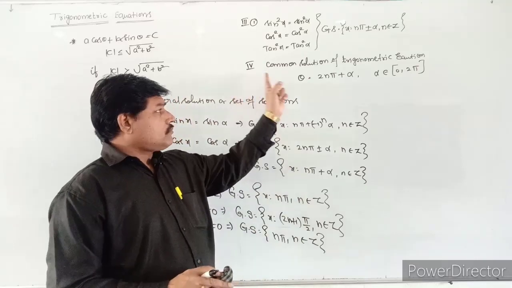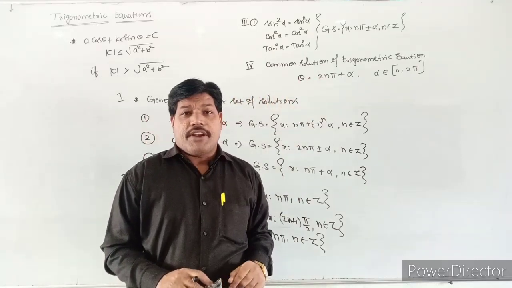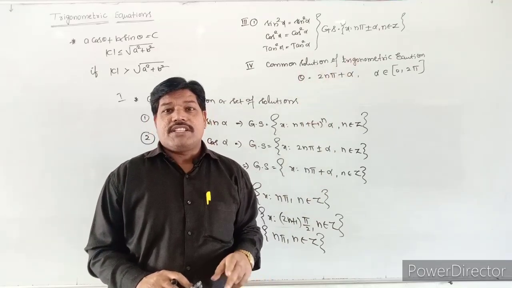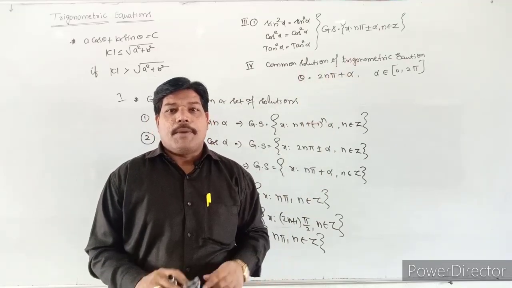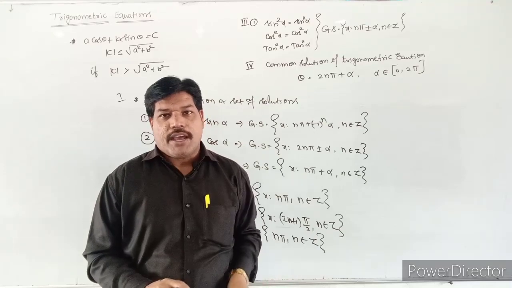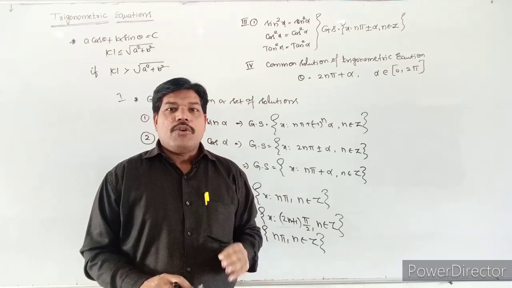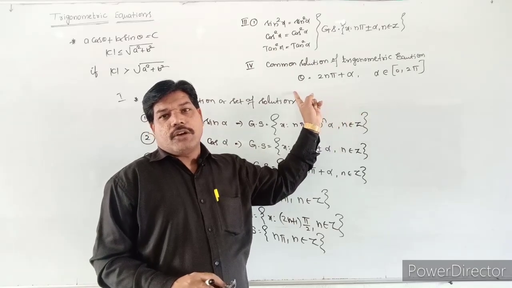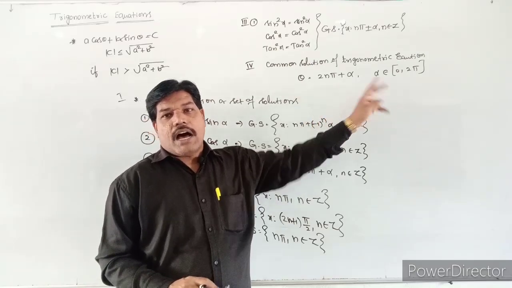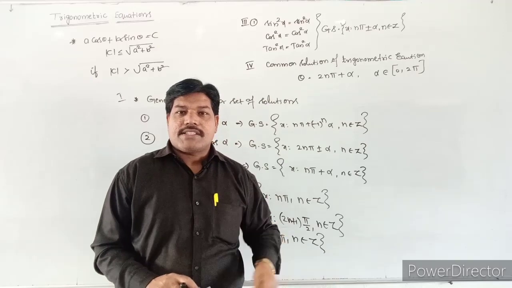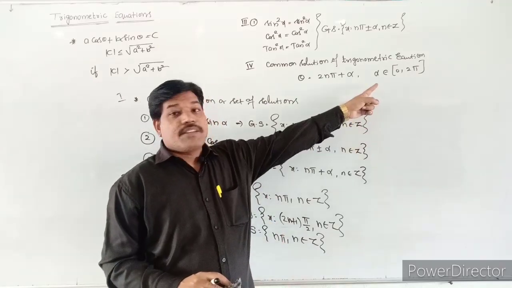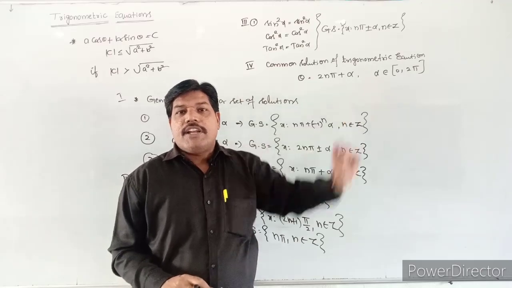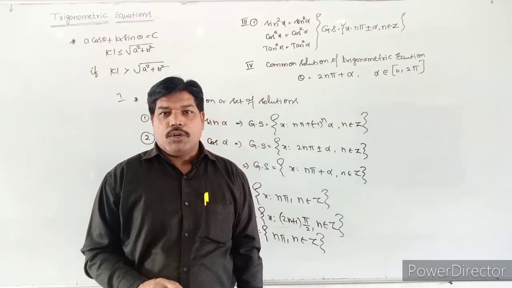So, also the common solution of trigonometric equations. Common solution is nothing but they will give you simultaneous equations, two or three. Okay, understand? In that case, you have to write down the common solution. What is the common solution? It is theta is equal to 2n pi plus alpha, where alpha belongs to, in this case you have to take the alpha value between 0 to 2 pi.